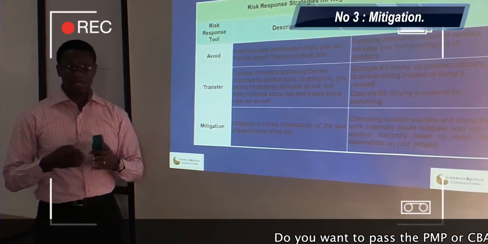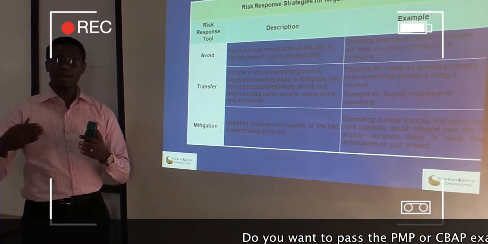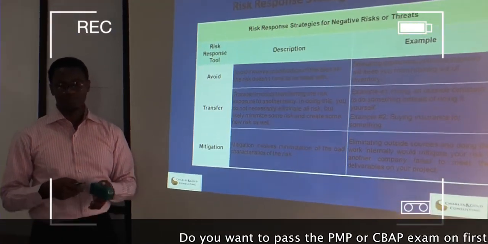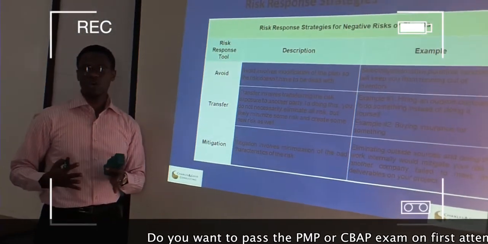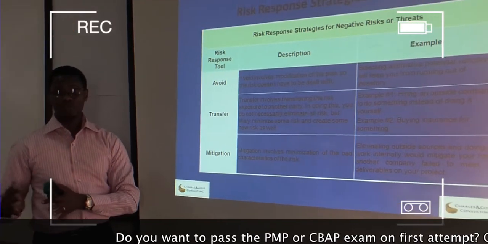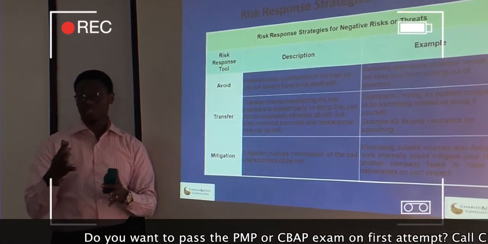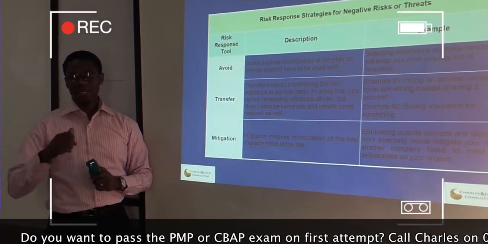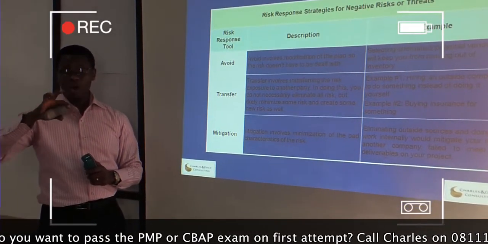Mitigation. Mitigation is the process of reducing the impact of the risk. Now, I must differentiate between transfer and mitigation. A transfer is about taking the whole risk to a secondary person, which can also cause a secondary risk anyway. However, with mitigation, what we're focusing on is reducing the impact of the risk.